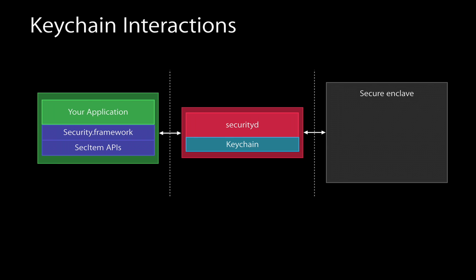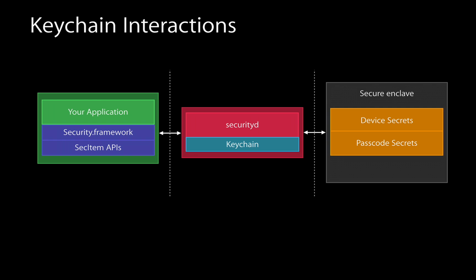Now, the Secure Enclave is a security coprocessor built on top of the Apple A7 chip and was first introduced with the iPhone 5S. Some of its main operations are to handle all Touch ID operations. In addition, it handles all cryptographic operations for data protection. It also guarantees the integrity of data protection in the event that the kernel is compromised. And for this reason, we put all of the device secrets and passcode secrets into the Secure Enclave.